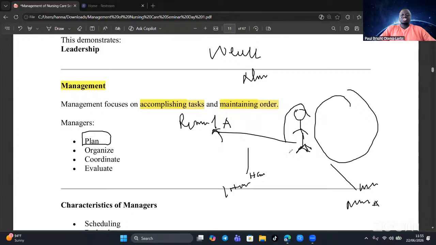Okay, so he or she will be going around with his or her paper. I give this person this job. Let me go and see if it was done. Okay, and if it was done well. So sometimes some of them will even go to the patient and talk to the patient: this person, did she talk to you well? Did she do this? Did she do that? That's it. They organize, they coordinate, and they evaluate whatever tasks they assign to people. That is management of care.